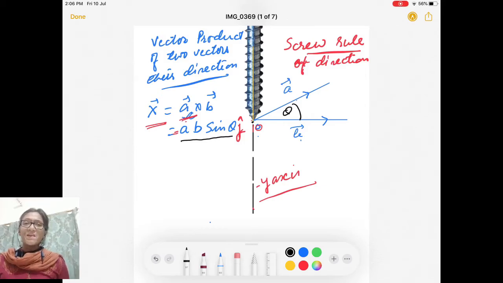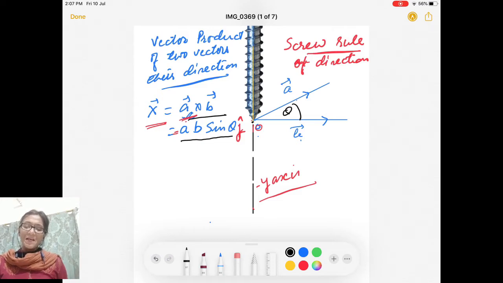Hi, so today we are going to learn the direction of the vector product of two vectors, and secondly the magnetic field at an axial point due to a circular current carrying conductor. So we will start with finding the direction of the vector product of two vectors.